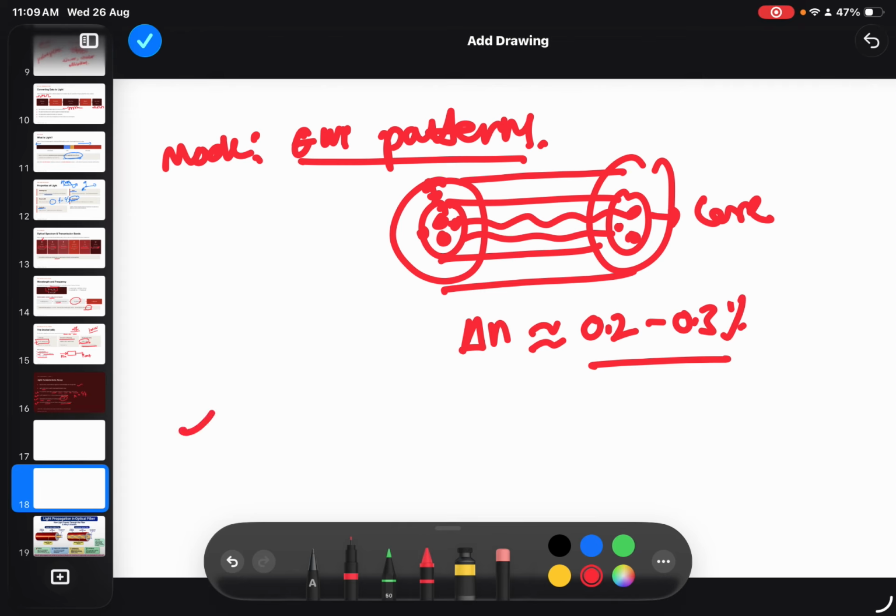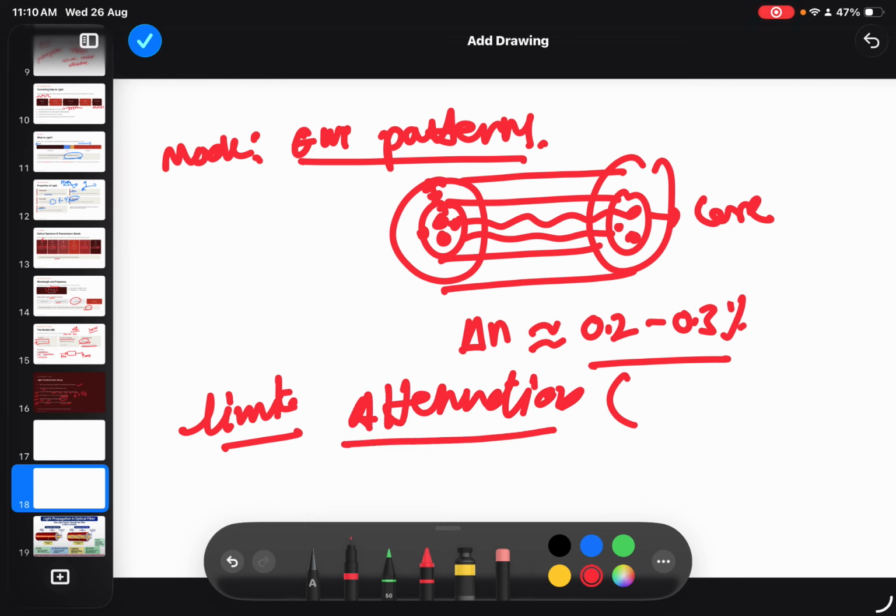Now, regarding the limitations of propagation inside this fiber: everywhere we have limitations, so even in optical fibers we have losses when the light goes for longer distances. When it goes for, let's say, hundreds of kilometers, there are obviously losses. In the upcoming video I will discuss what reflection and refraction are.